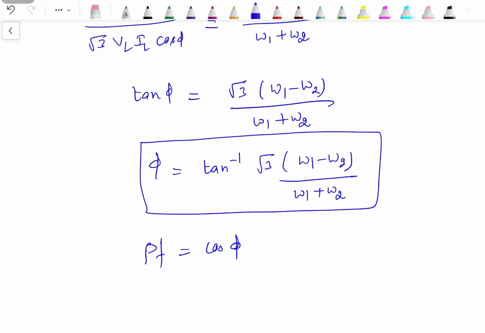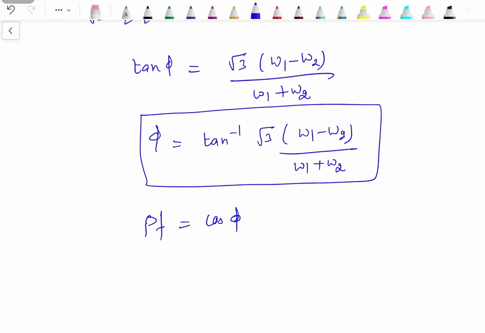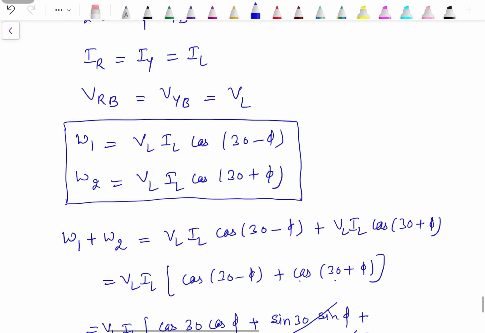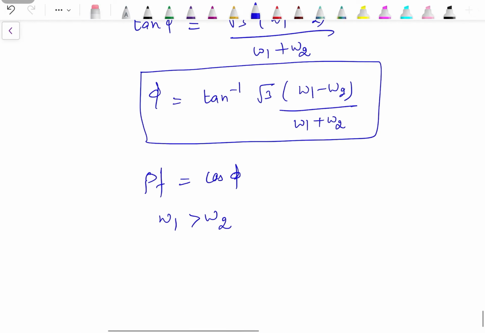Now this cos phi is a lagging power factor when W1 is more than W2. So that you can verify from the expressions of W1 and W2. For any value of phi, if phi is positive, since we have derived these two expressions for a lagging power factor load, whatever the value of phi is, for that W1 is always more than W2. So when W1 is more than W2, then the power factor is lagging.